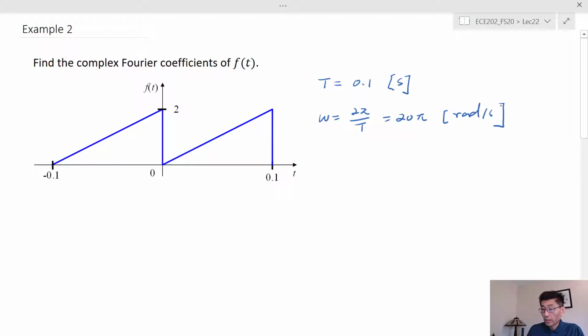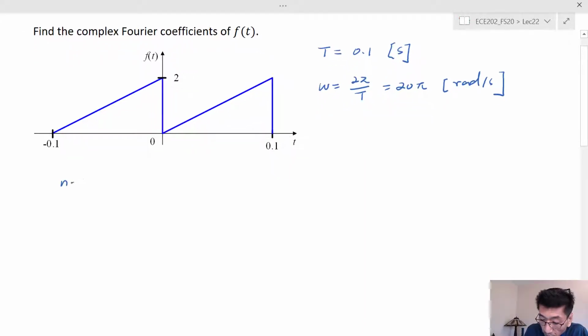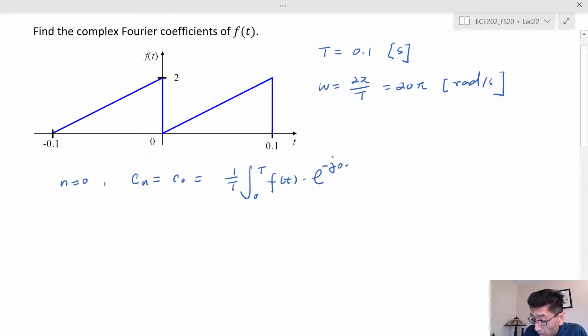And we're going to find c for n equal to 0, so cn is c0, and that is equal to 1 over T, the integral from 0 to T of f(t) times e to the minus j n omega t, with n equal to 0, dt. So this is the same as the average we'll find. So we have 1 over 0.1 times the integral from 0 to 0.1 of f(t).